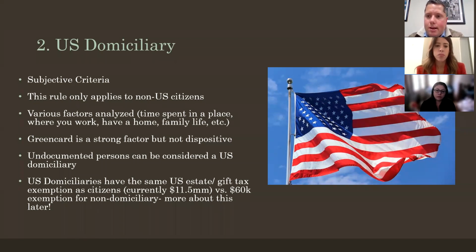So if you don't have that exemption, right? If you don't qualify as a citizen or a US domiciliary, what is your exemption? $60,000. That's all they have. If you're a non-citizen, non-domiciliary, your exemption is only $60,000. Anything above $60,000 of US situs assets is subject to estate tax. And why is that such a problem?